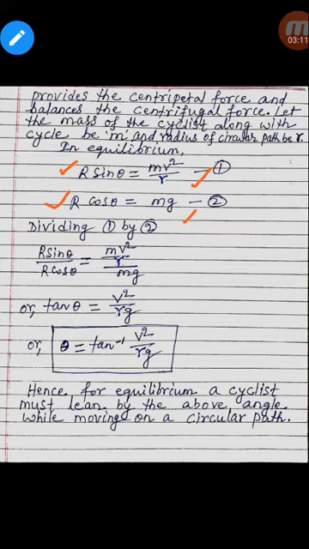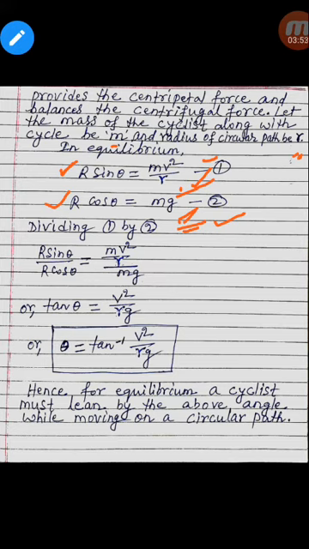So in equilibrium we can write R sin theta equal to mv square by r, and R cos theta equal to mg. Here small r is the radius of the circular path and m is the mass of the body. So R sin theta equals mv square by r, as R sin theta provides the centripetal force. And R cos theta equals m into g, as R cos theta balances the weight of the body.